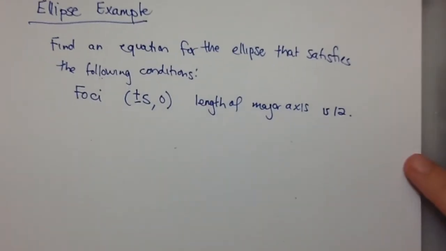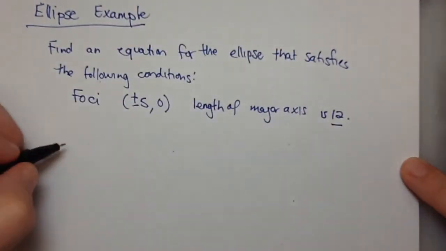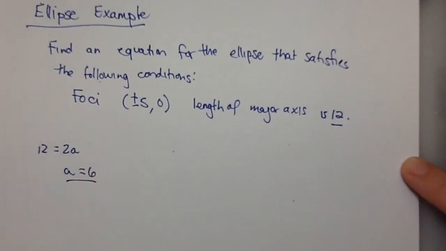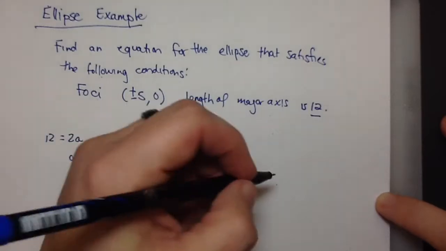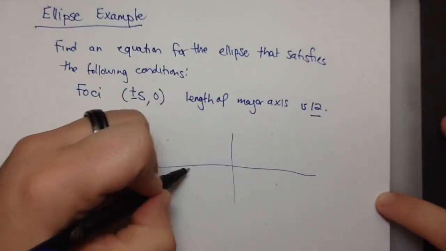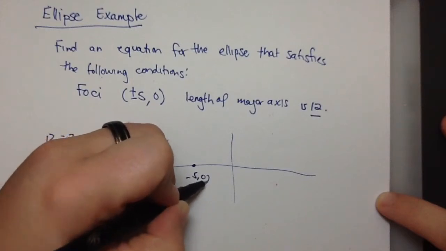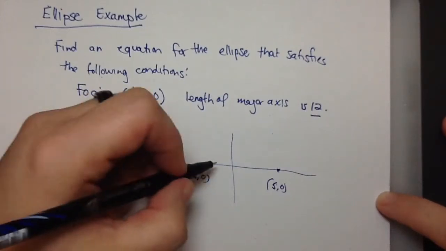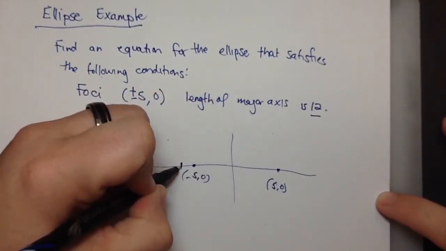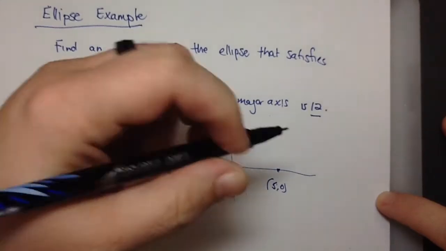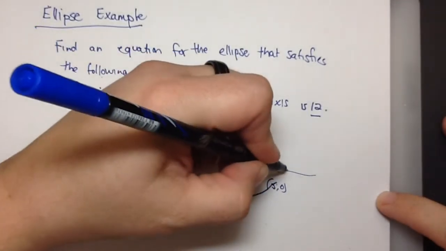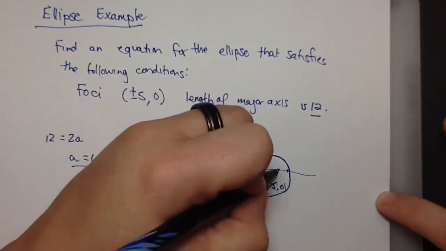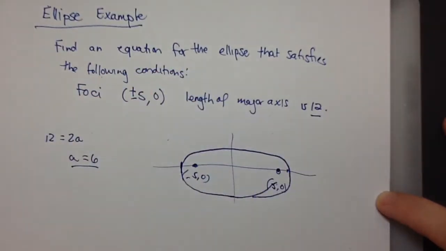All right, so the major axis, we know 12 is equal to 2a. So a then is 6. All right, plus and minus 5, 0. So on a graph, these are at -5, 0, and 5, 0. And a is 6. So the ellipse is going to come to 6 and then go all the way to 6 like this. All right, so that's our foci, and this is our ellipse.